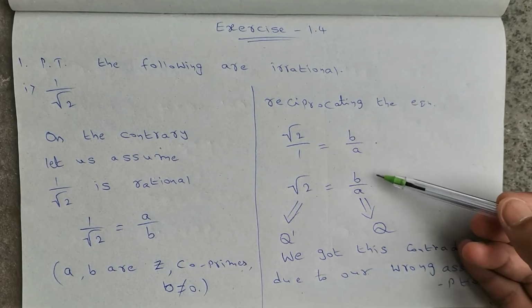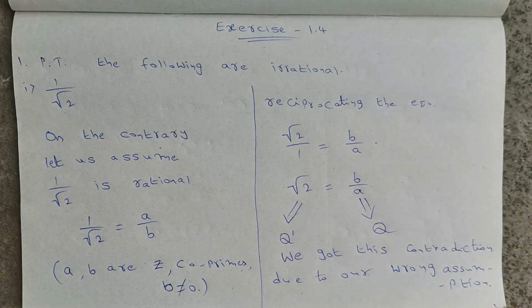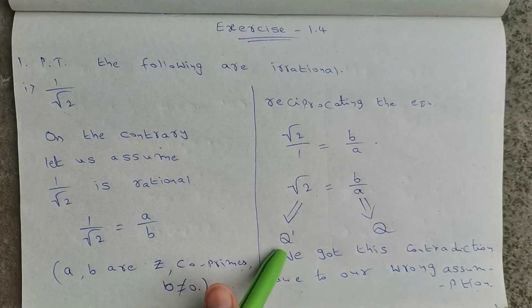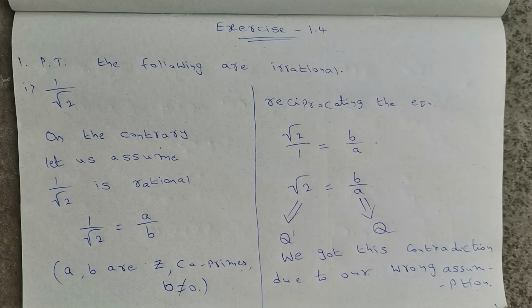Here a, b both are integers, so RHS is rational, whereas LHS is irrational. We got this contradiction due to our wrong assumption. So 1 by root 2 is an irrational number. Okay, let's move to second question. Show that root 3 plus root 5 is an irrational number.